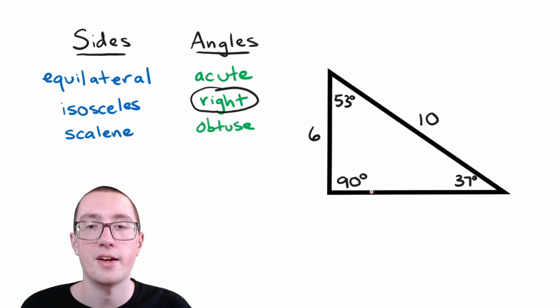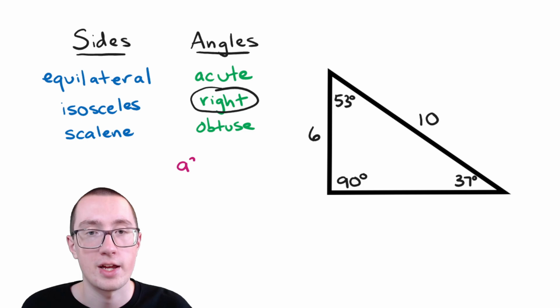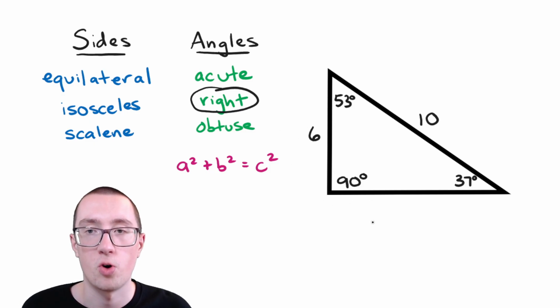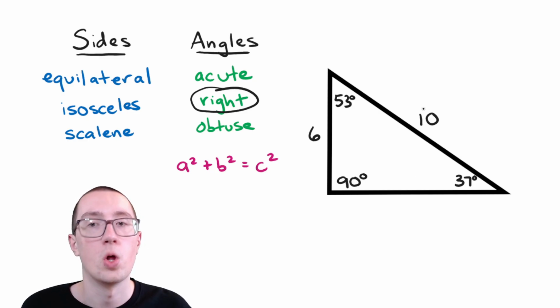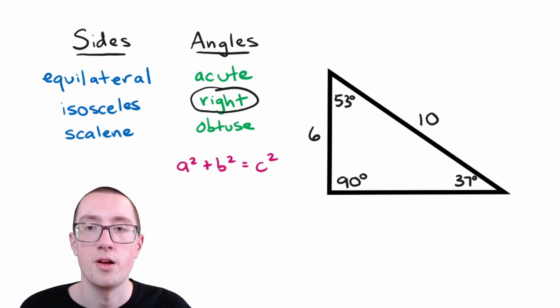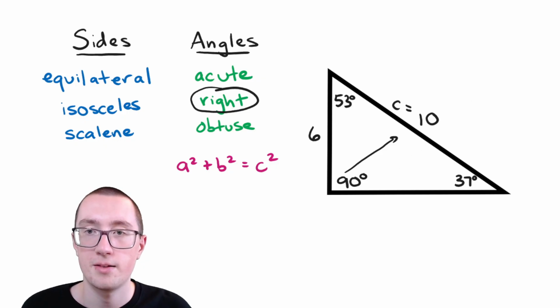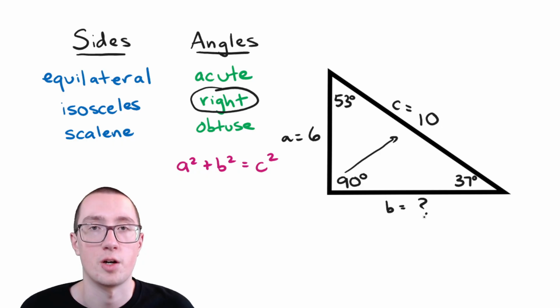Whenever you have a missing side of a right triangle, you can use something called the Pythagorean theorem, which is a squared plus b squared equals c squared. So let's go ahead and use the Pythagorean theorem to figure out our missing side. So a and b can be whatever side you want, but c has to be the longest side. It has to be the hypotenuse. And you can tell that this is going to be the longest side because it's always opposite of the 90-degree angle. So c is going to be 10, and we'll just say that a is 6 and b is our missing amount.